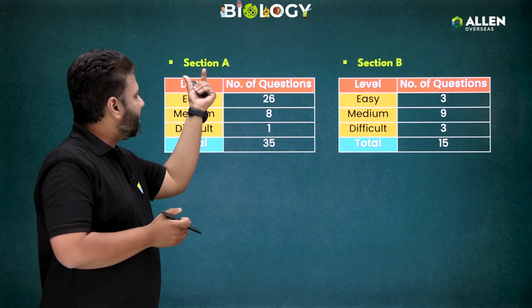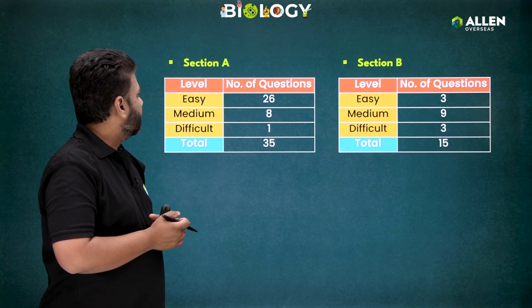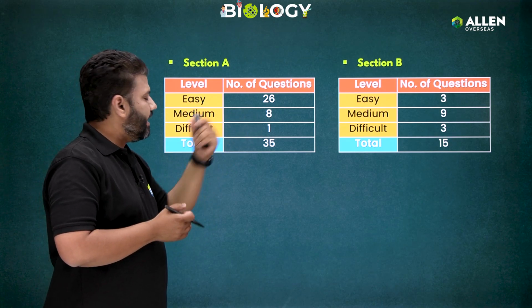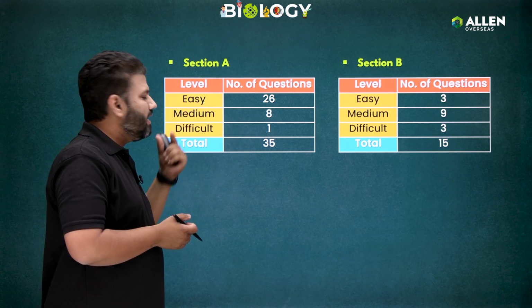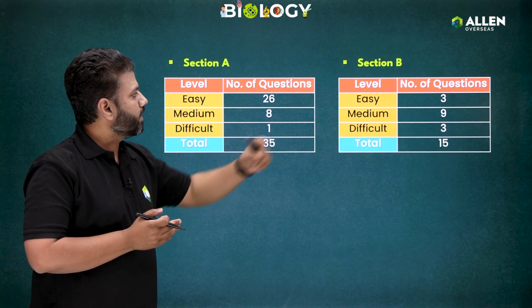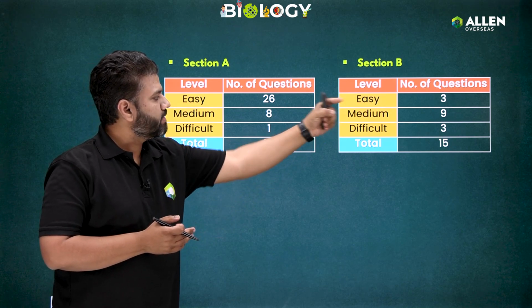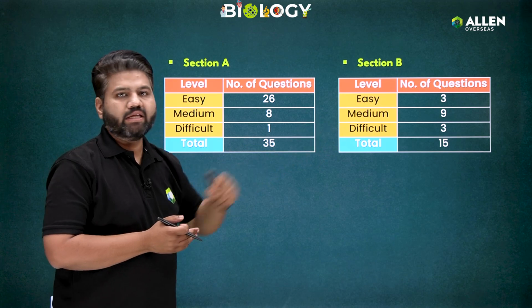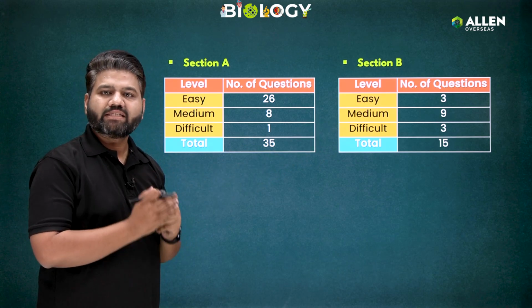Now we will talk about the level of questions asked in botany. We will talk about section A and section B separately. Easy questions were 26, medium questions were 8, and only a single difficult question was there in section A of botany. Talking about section B, easy questions were 3, medium questions were 9 and difficult questions were 3. Total 15 questions in section B.